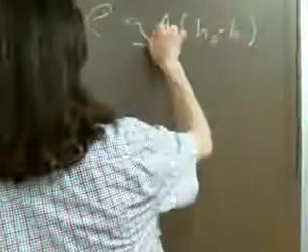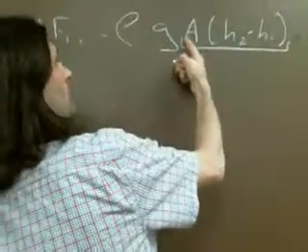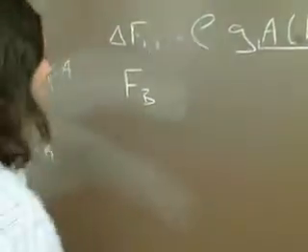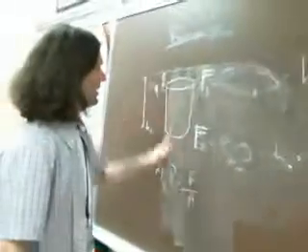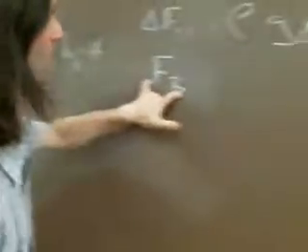You guys can probably tell that an area times a height is a volume. This is a length times a width. That's a height. That's a volume. So the change in force, which we then call a buoyant force, because there's water molecules pushing down, there's water molecules pushing up. The difference in that force is what we call buoyancy.